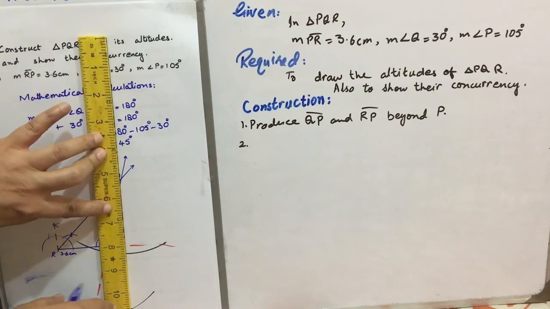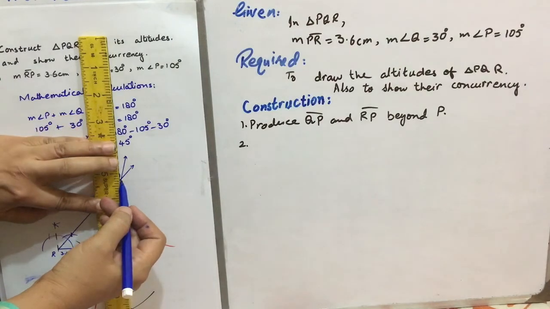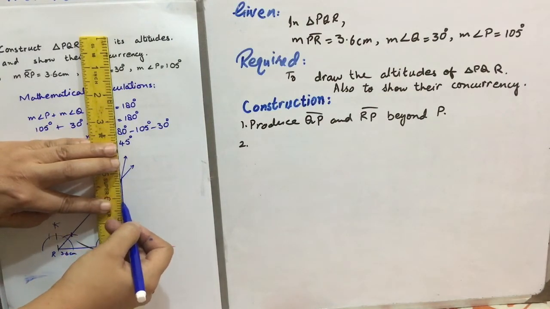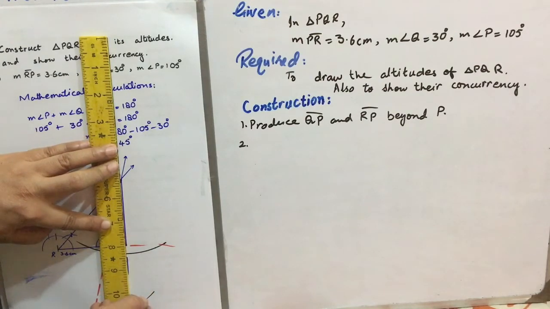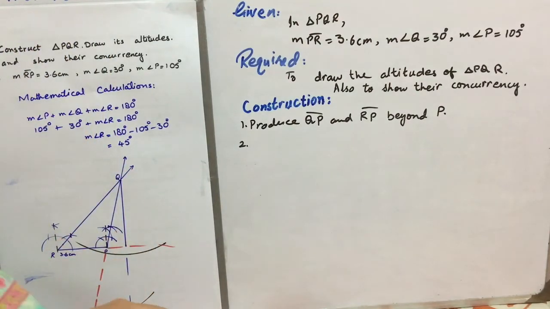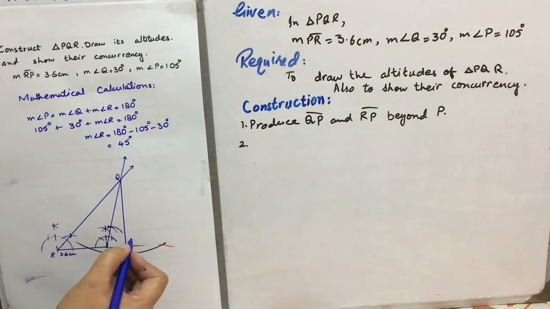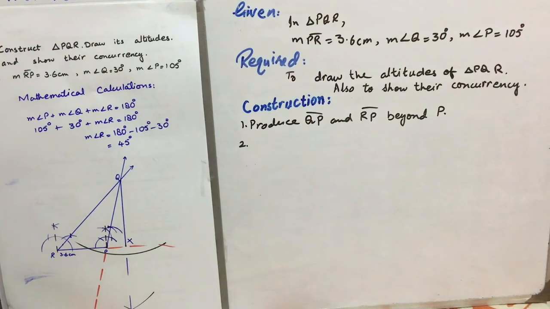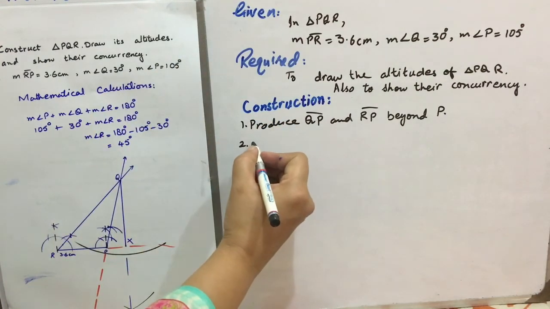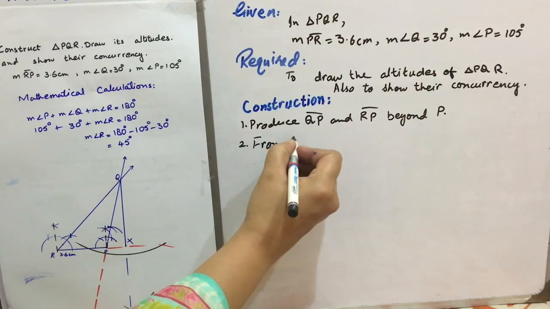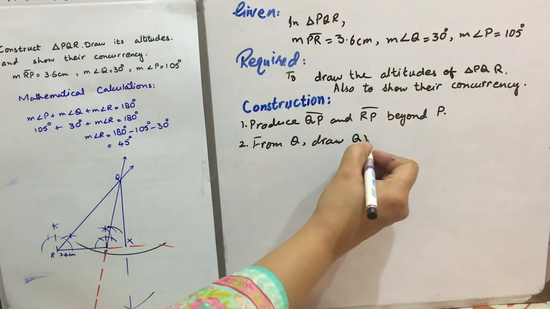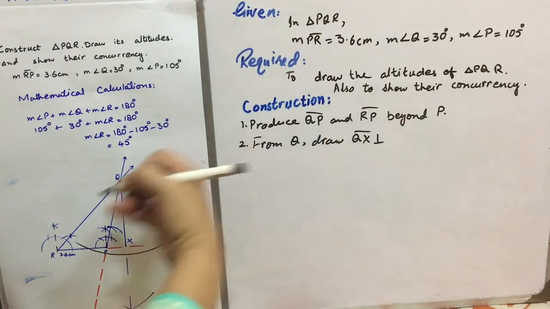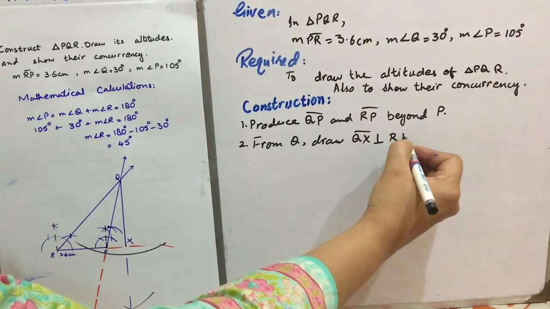Now draw QX perpendicular to RP. This point I will name X. Step number 2: from Q, draw QX perpendicular to RP.